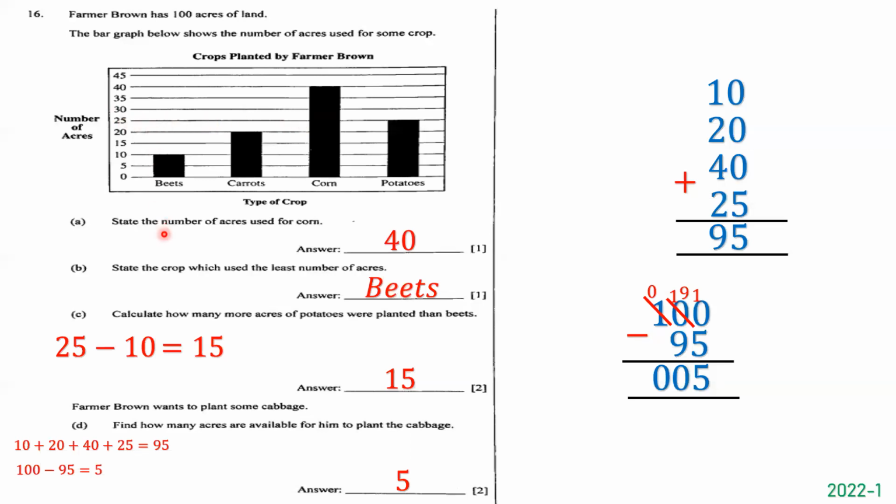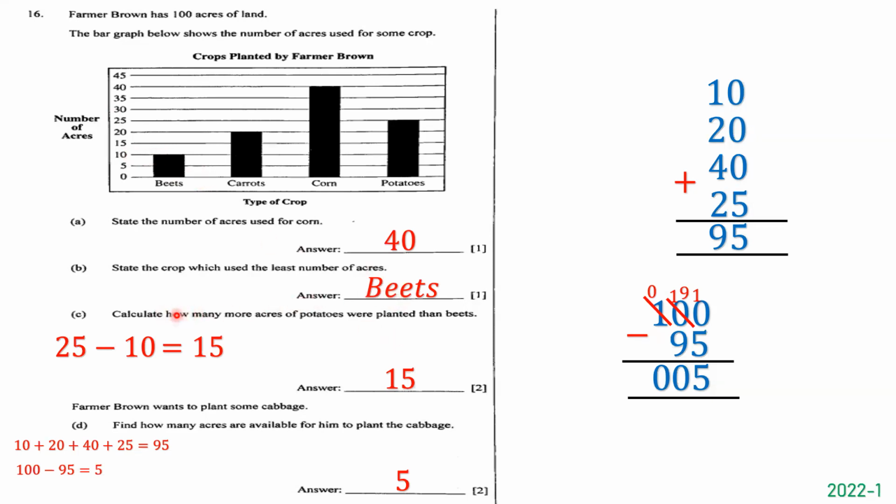The question says, state the number of acres used for corn. If we look at the diagram, the number of acres used for corn is definitely 40 acres. So that's the correct one. And it says, state the crop which used the least number of acres. Beets would be the crop that used the least number of acres because it's the smallest block, which only accounts for 10 acres. The rest of them are higher than beets.